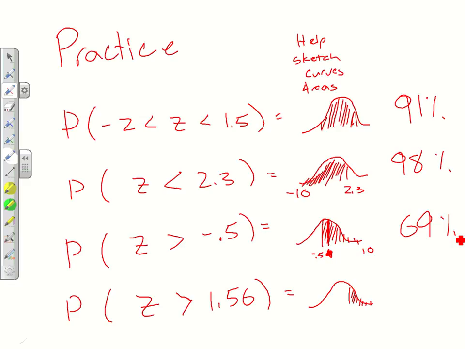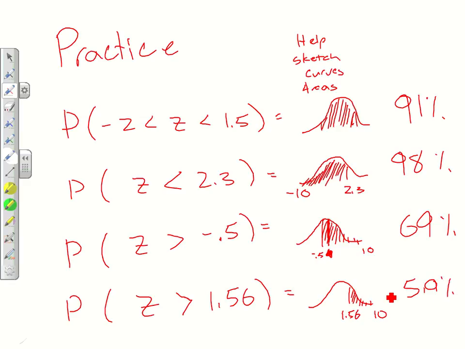Notice my graph is going to help me determine the values that I'm going between. What are you plugging in, Miss White, for your values? 1.56, and for the lower and 10 to the upper. Perfect. I got 5.9%. Which makes a lot of sense because we're talking about just a little skinny area.